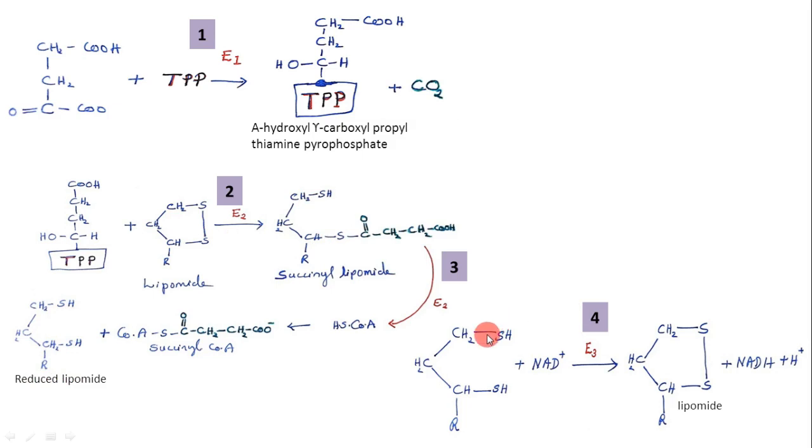Then in the fourth step, this reduced form of lipomide is oxidized with the help of NAD plus by an enzyme E3, the third enzyme. And this NAD plus takes up the hydrogen atoms from the reduced form of lipomide, and thereby the lipomide is oxidized into its original form and NADH plus H plus is formed. So these reactions are very similar to the formation of acetyl coenzyme A from pyruvic acid. Here the only difference is that instead of pyruvic acid, the starting compound is alpha-ketoglutarate. All other reactions are the same.